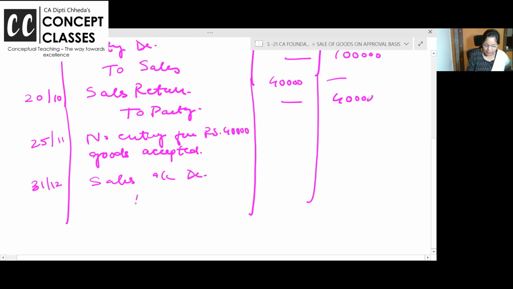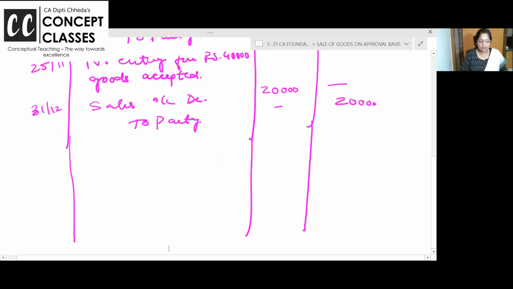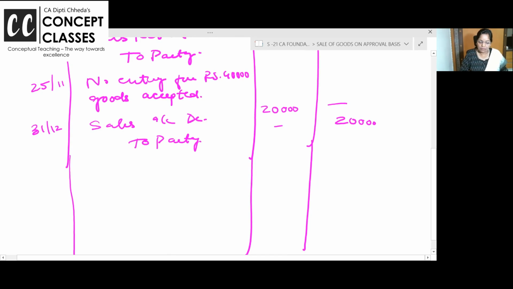Sales account debit to party 20,000. Why did I reverse? Because till year ending it is not sold and by the prudence principle we can't record it as sales. Now, are these goods lying with you? Answer is yes. So on same 31/12, we will pass one more entry.